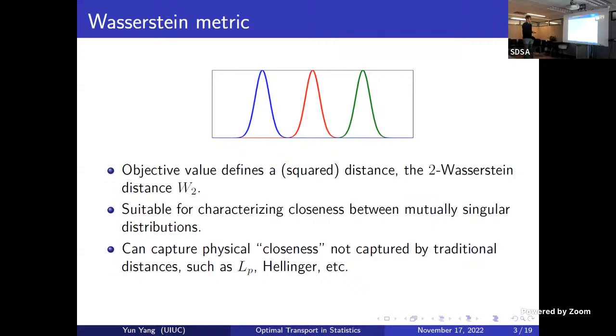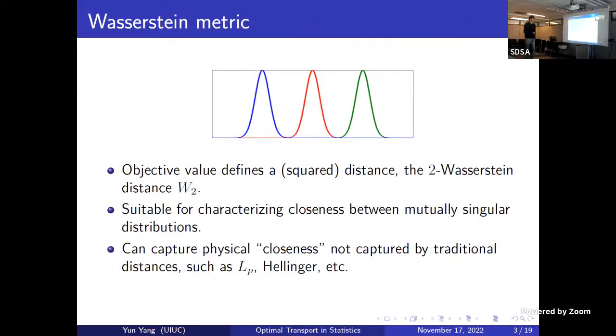Then you can think about it physically. The blue one should be further away from the green one than the red one, right? It should almost be twice the distance. But if you look at, say, the L1 distance, total variation distance, or Hellinger distance, they are constant. If you compute the Hellinger distance between the blue one and the red one, or the blue one and the green one, it is just constant. It does not change as you move the location of those two piles.